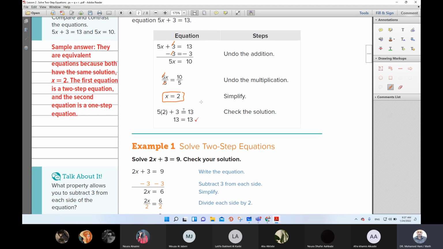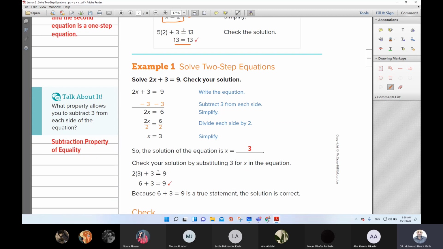If you want to check our work, go back to the same equation and substitute the value of x equal to 2. This is the equation: 5 times 2 plus 3. Is it equal 13? 5 times 2 will be 10. 10 plus 3 will be 13. Is 13 equal 13? Yes. So this is a correct equation, means this is the correct solution.